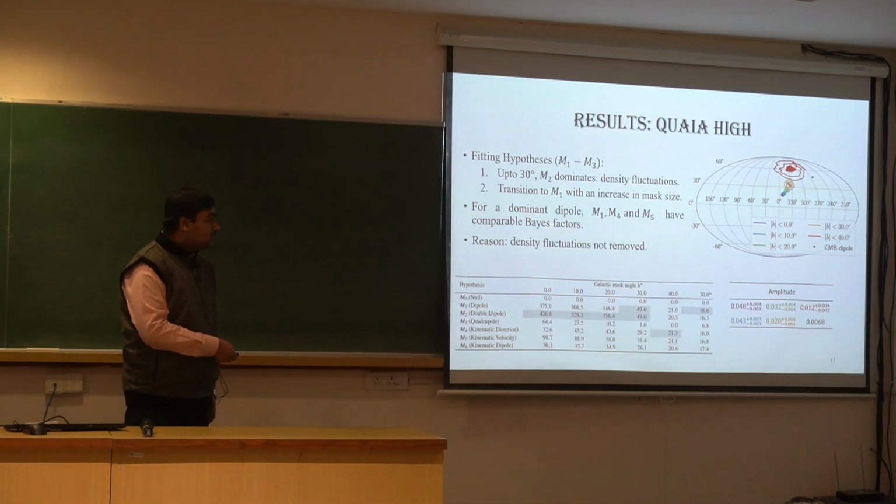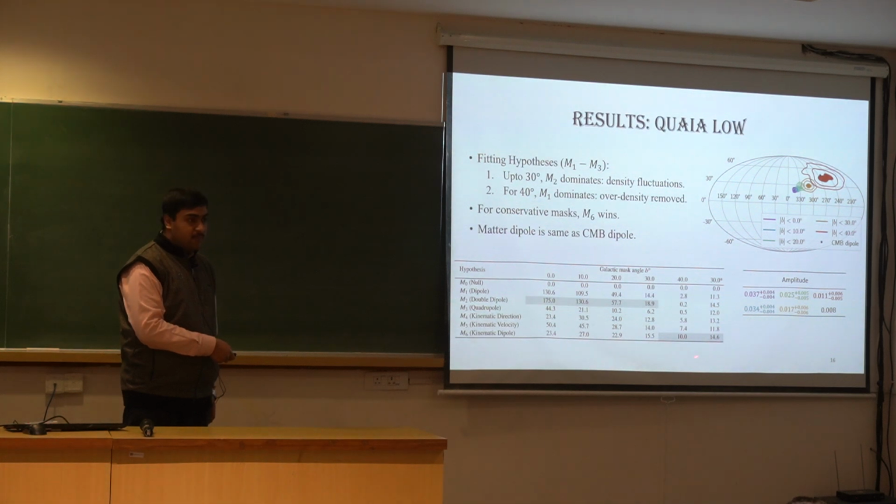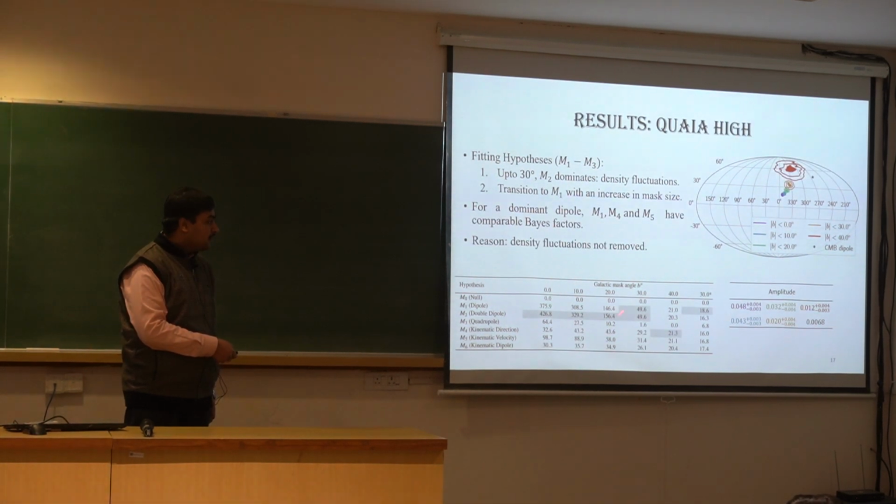Well, here are the results. Ideally, if matter dipole was same as the kinematic dipole, then you should see an agreement here. But you don't see an agreement here. So what can be the problem? And furthermore, your dipole is pointing this side and is not matching with the kinematic dipole. How do you make sense of it?